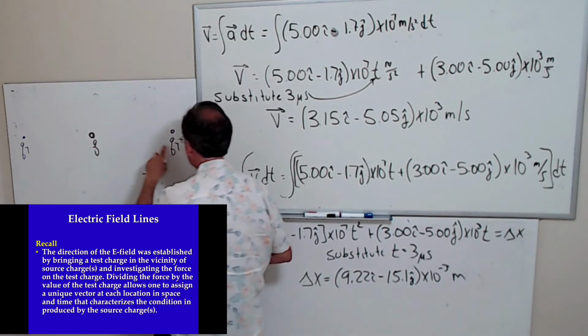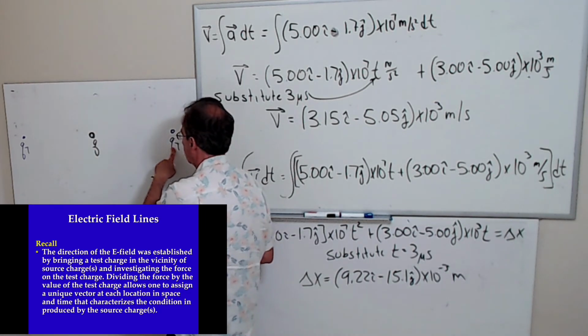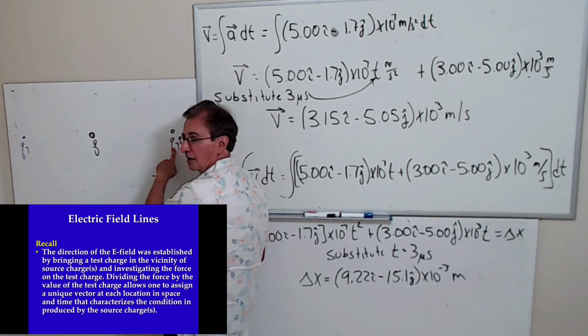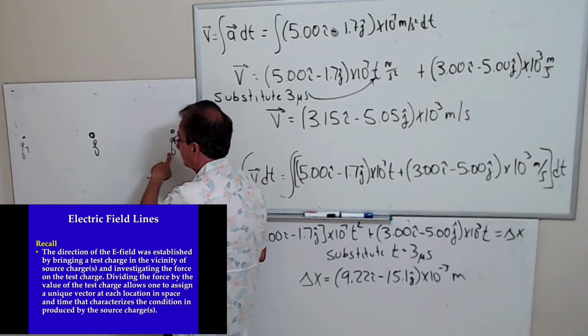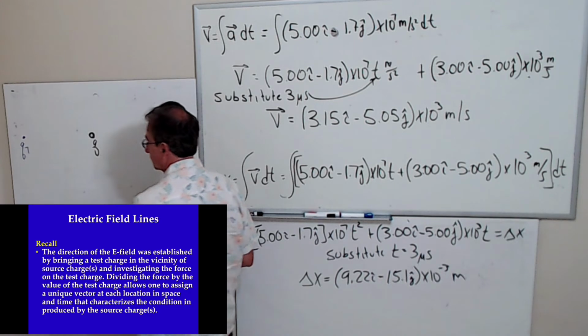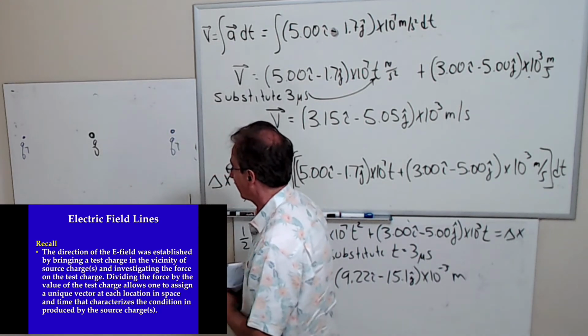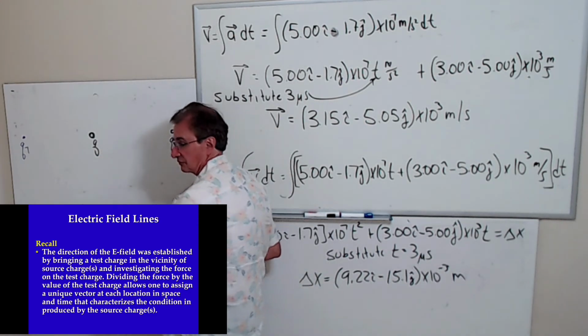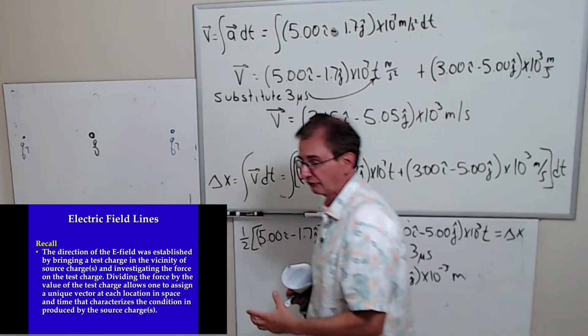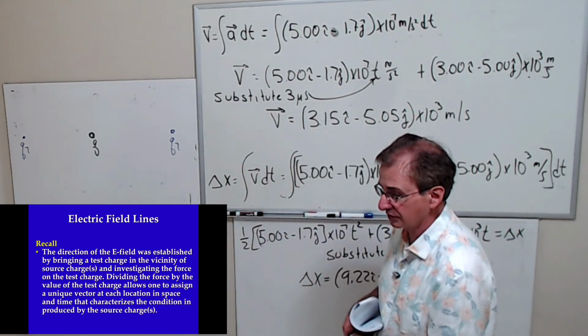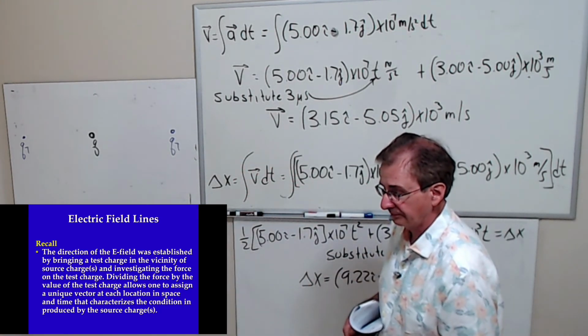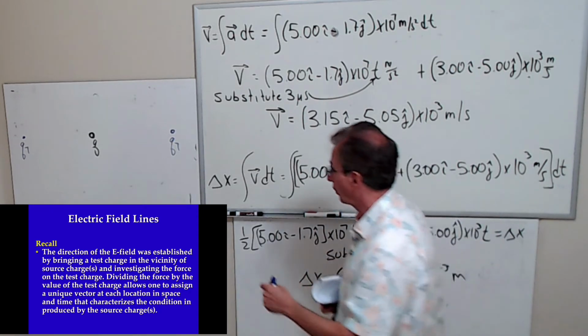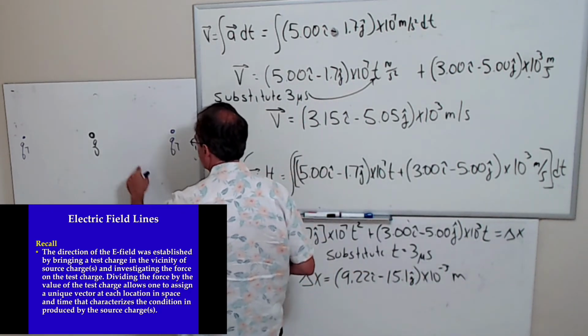I look at the force acting on this guy, and then I divide it by the value of the test charge, and then I establish the electric field. I did it all the way around the source to establish the fact that if the source is a positive charge, then the electric field always points away from the source. And so wherever I put the charge, I can determine the electric field.